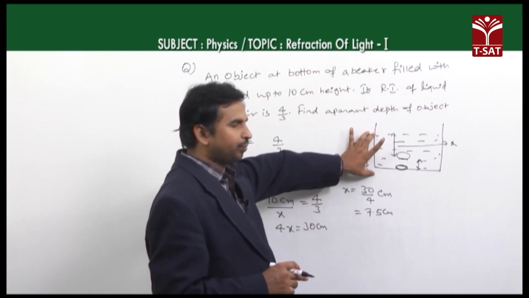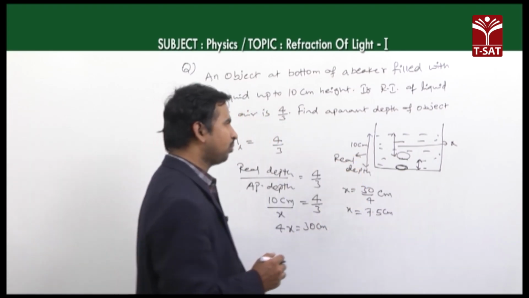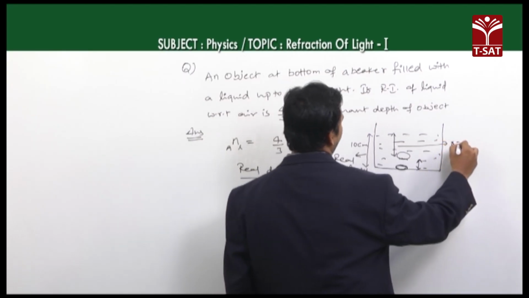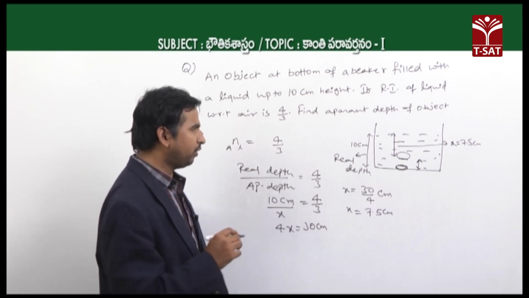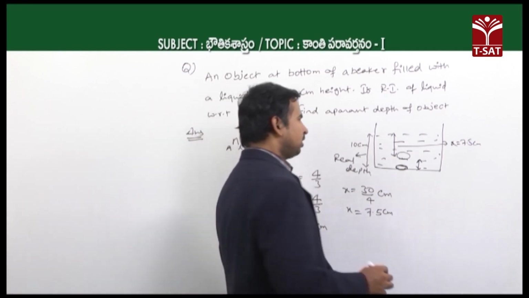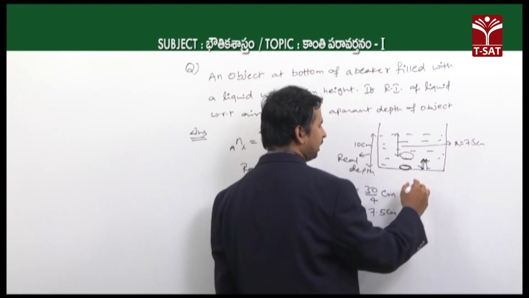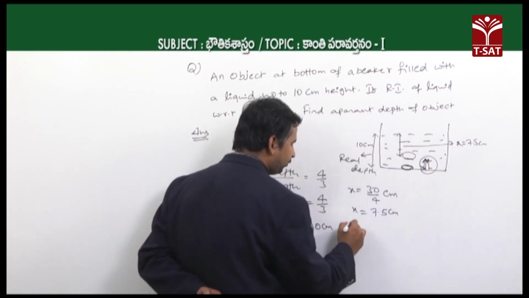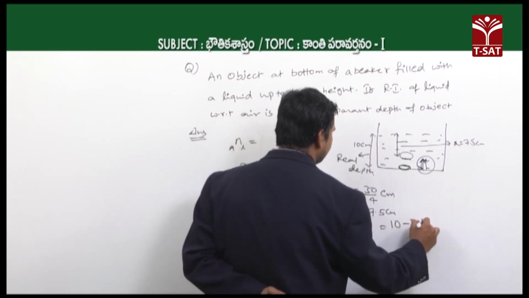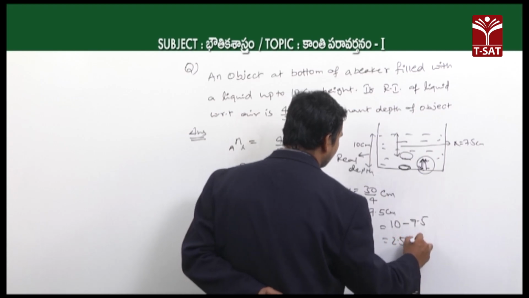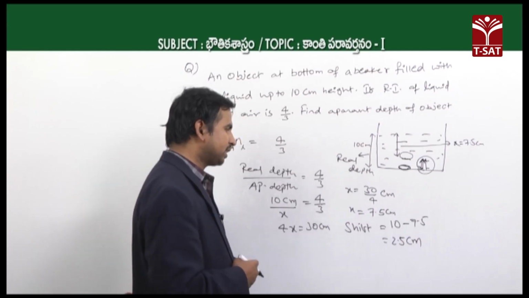So the original depth of the coin, which is 10 centimeters, is at the bottom of the beaker, but it appears to be raised, with an apparent depth of only 7.5 centimeters. There is a change in the position of the coin, which is coming up. How much is the vertical shift? The shift in position, or displacement, is equal to 10 minus 7.5, which is 2.5 centimeters.